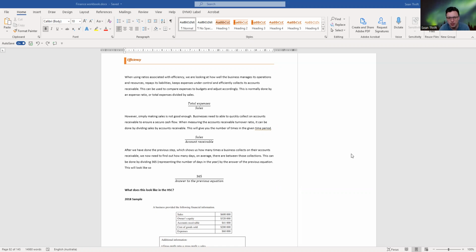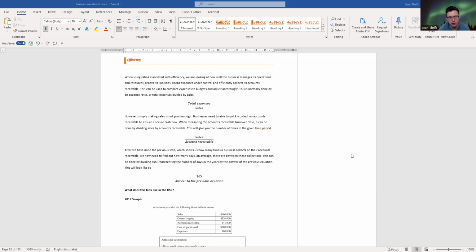Now, today we're going through efficiency. And what we're looking at here is two different ratios. These are the expense ratio and the accounts receivable ratio. And we're here to clear up a couple of different misinterpretations for it. But let's get through it.